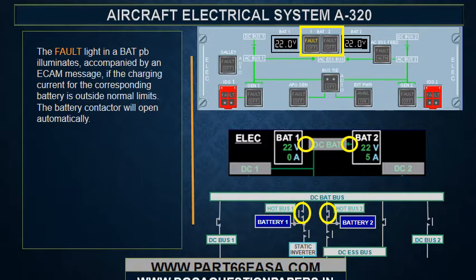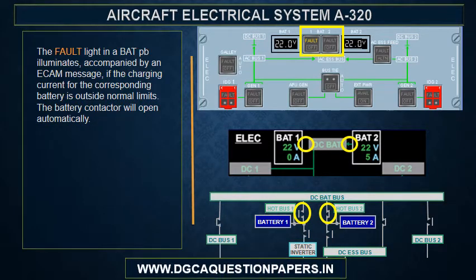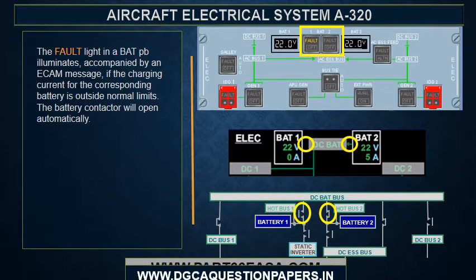The fault light in a BAT push button illuminates, accompanied by an ECAM message, if the charging current for the corresponding battery is outside normal limits. The battery contactor will open automatically.